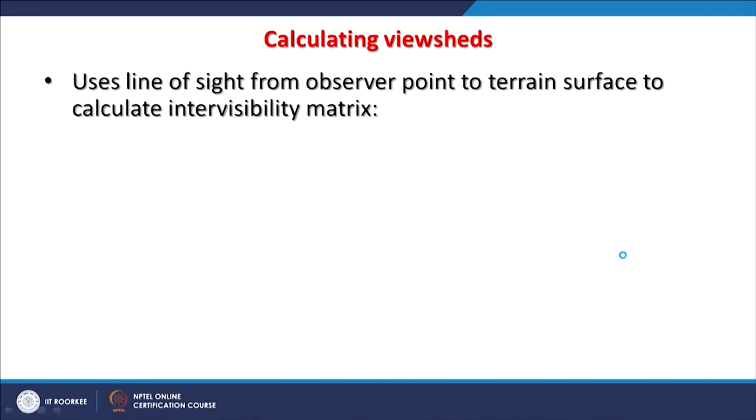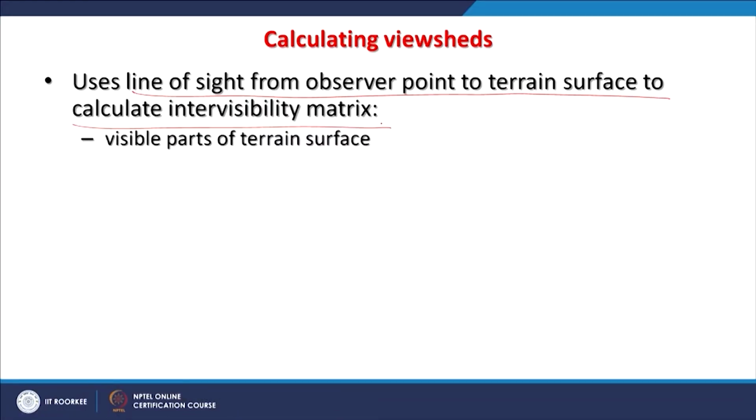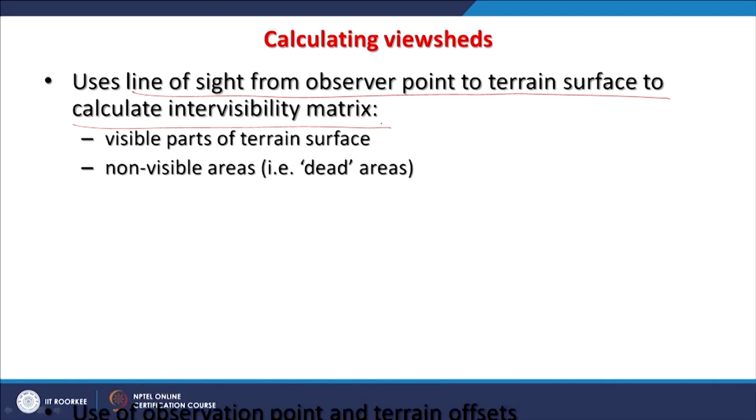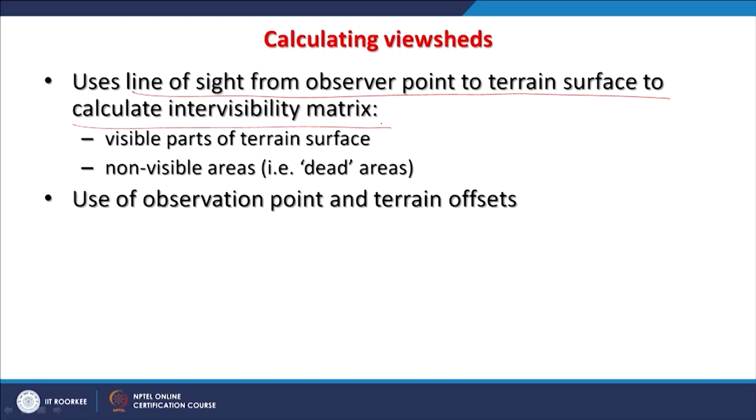Now, while doing this, the line of sight or viewshed analysis from the observation point to the terrain surface calculates an intervisibility matrix. So, the green areas in the previous examples would be visible from that point with that particular offset, and other areas would not be. So, visible parts of the terrain surface are identified, and non-visible parts or dead areas are identified, and you can use this observation point and terrain offset as well.